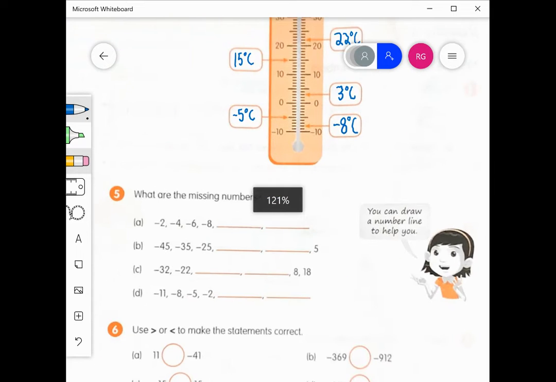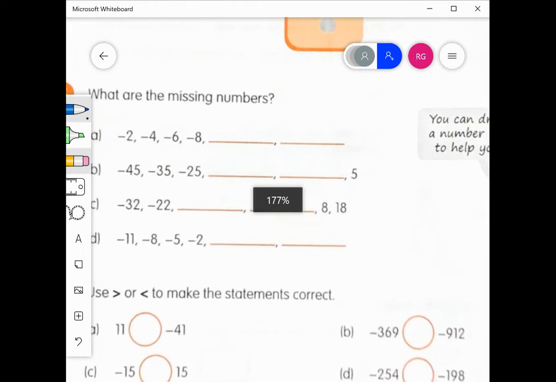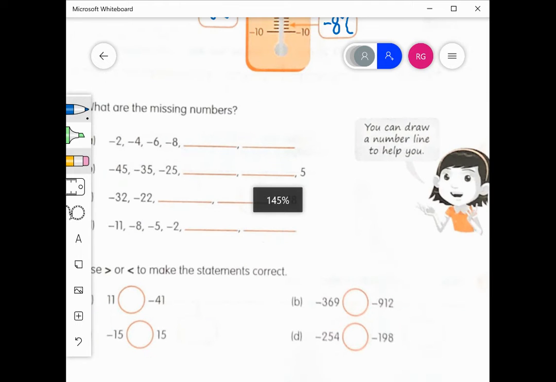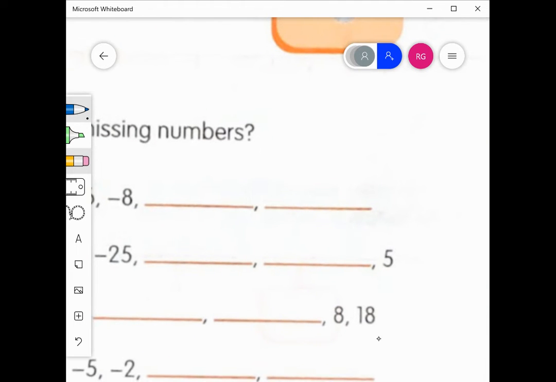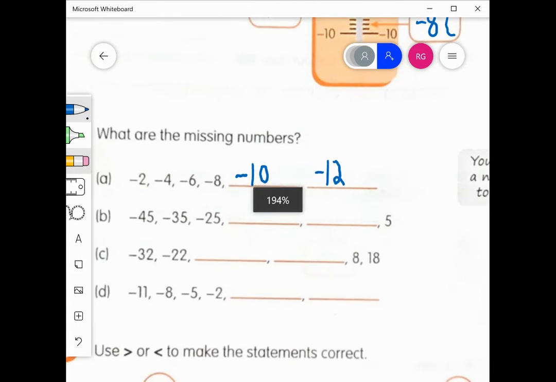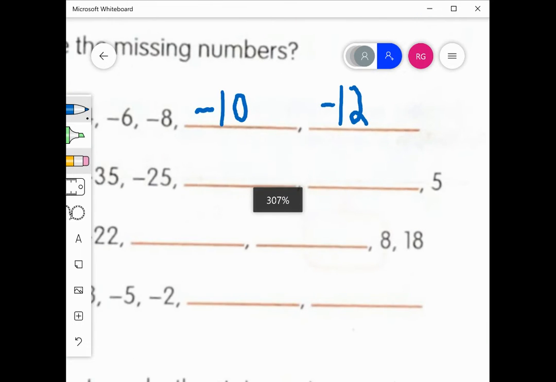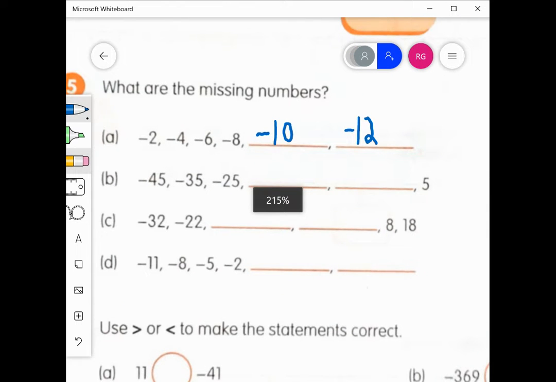All right, so number 5 says, what are the missing numbers? Looks like a number pattern here. Says you can draw a number line to help you, if you'd like, go for it. But we're going to say this is going to be counting by -2, it looks like, or subtracting 2 for each one here. So let's go with -12 there. All right, so those are your two blanks for the first one on part 5.